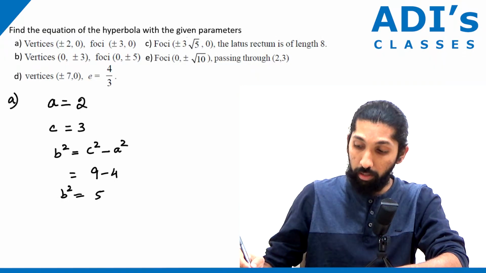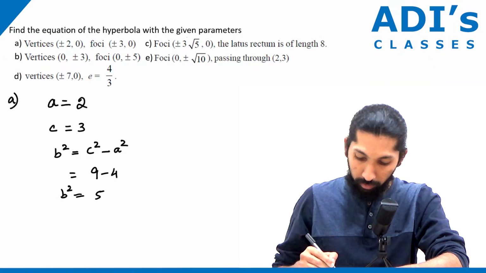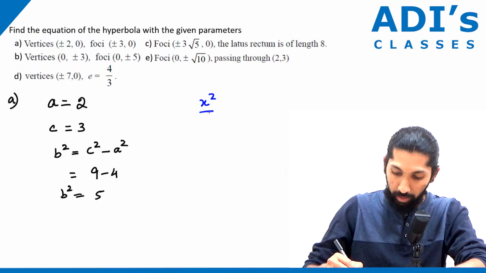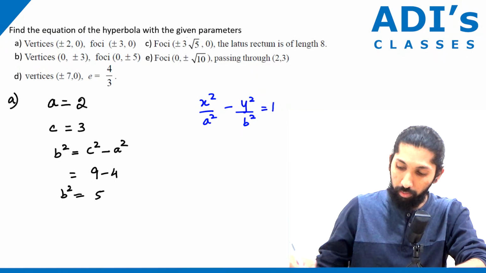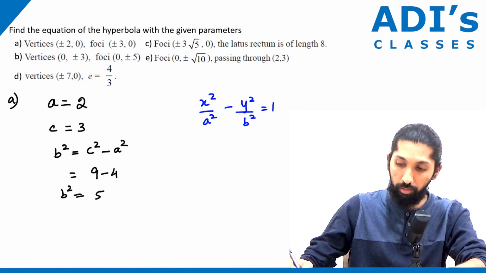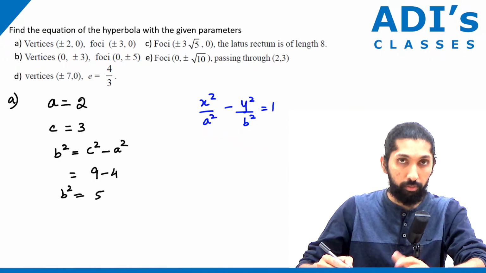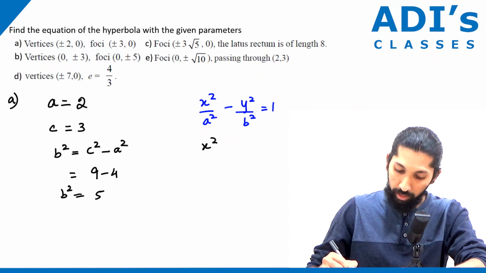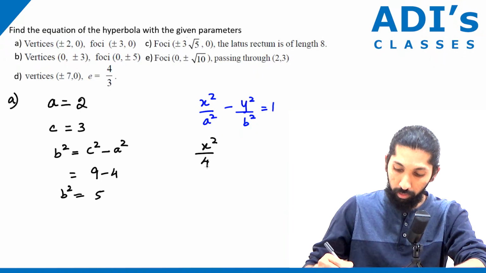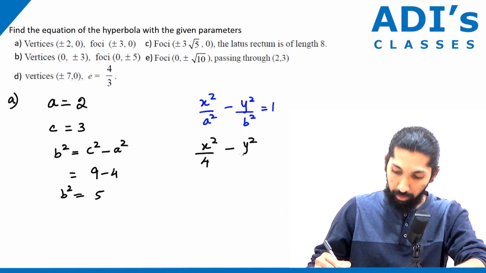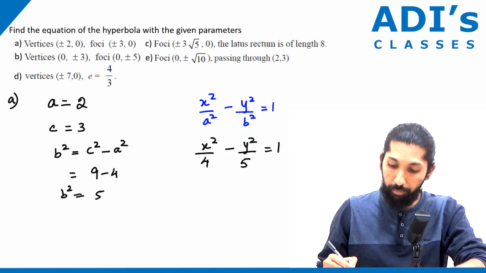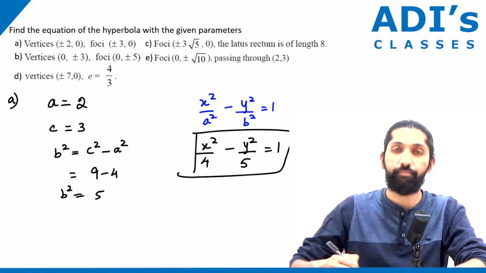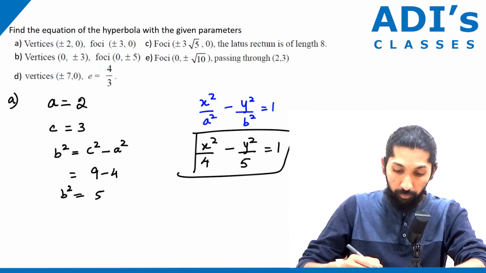Well and good. Now the general equation is what? General equation is x square by a square minus y square by b square is equal to 1. So if you substitute, x square divided by a square becomes 4, minus y square divided by 5 is equal to 1. This is the equation of the hyperbola. Clear? This is the answer for the first question.